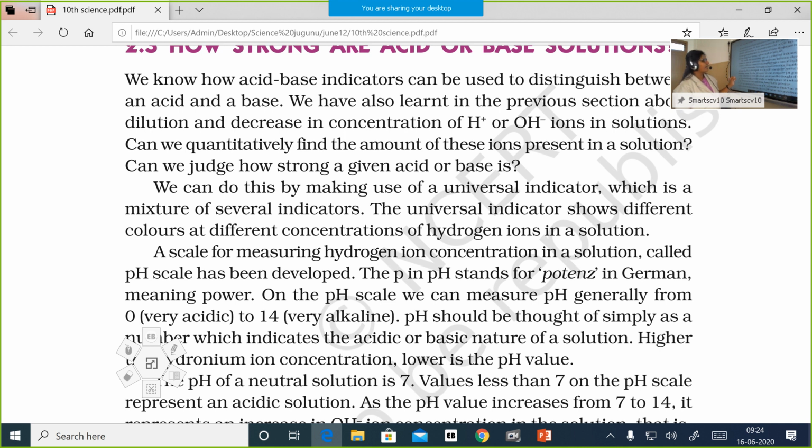A scale for measuring hydrogen ion concentration in a solution called pH scale has been developed. The P in pH stands for potence. Its meaning is what? Power. So pH means what? It shows the power of hydrogen, the amount of H plus ion produced by a particular solution.